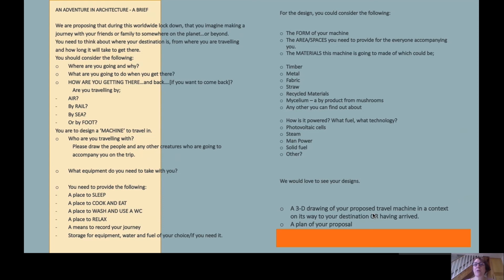How is it powered? What fuel and technology? These could be photovoltaic cells, steam, manpower, solid fuel, or other. We would love to see your designs. Please submit the following.